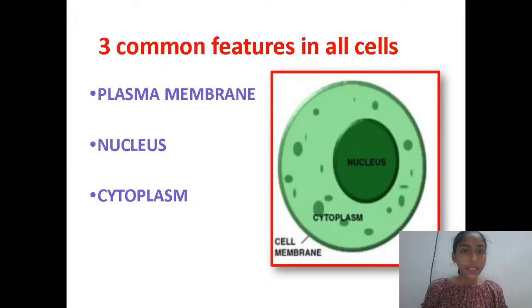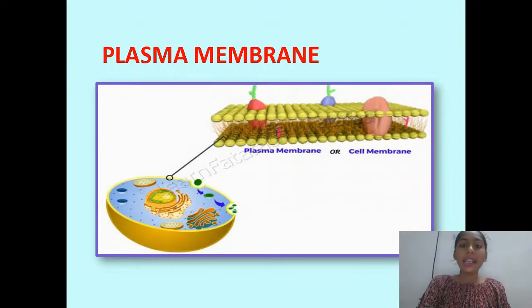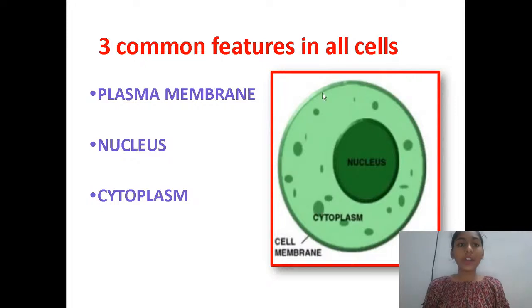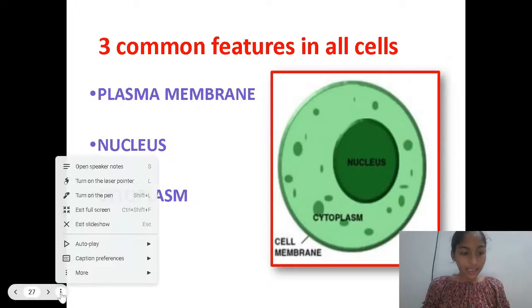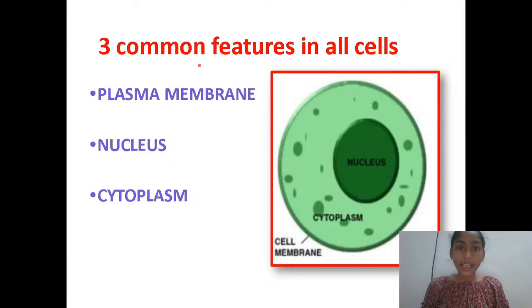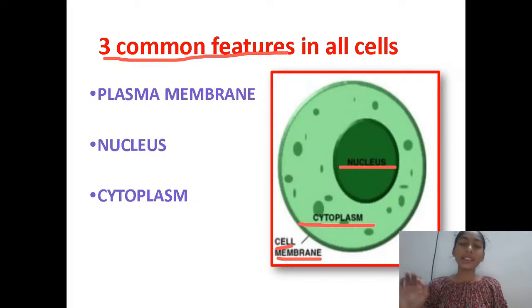Yes, so we have completed our chapter till here, and the next topic is plasma membrane. In the previous topic, we have learned that a cell has three common features. What are they? Nucleus, cytoplasm, cell membrane. These three are very important for a cell and every cell has them. Even your skin cell, bone cell, blood cell, every cell has these three main features.